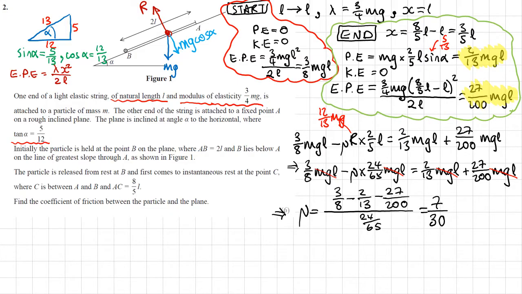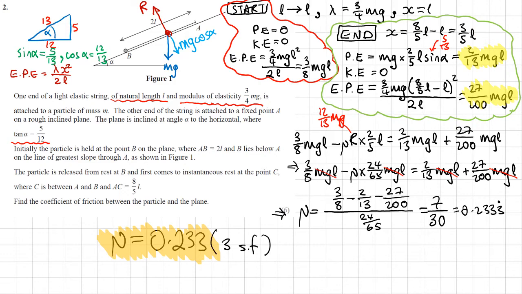So mu is 0.233, because actually this number here will give you 0.2333 recurring. So yeah, 2 or 3 significant figures for mu, 0.233. I'll just make a note that I've rounded to 3 significant figures. That's always good practice to say what you've rounded to.